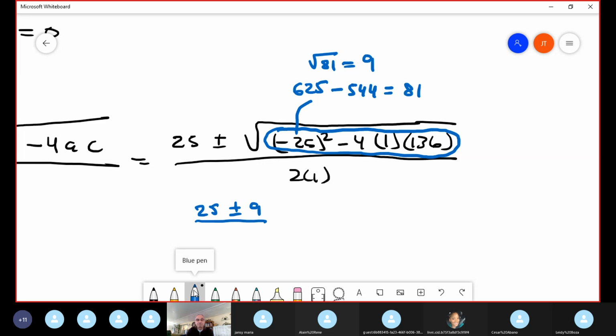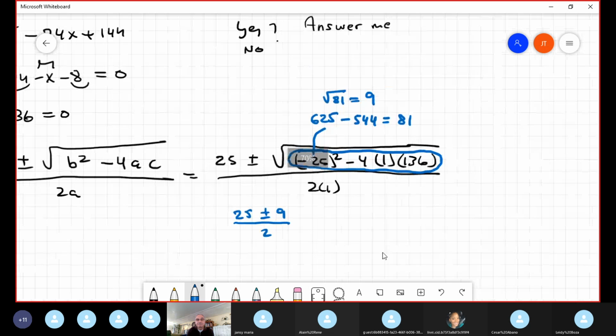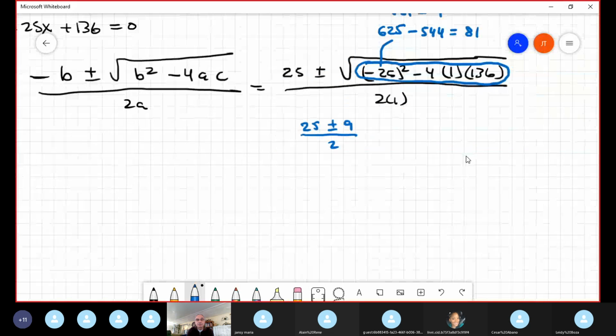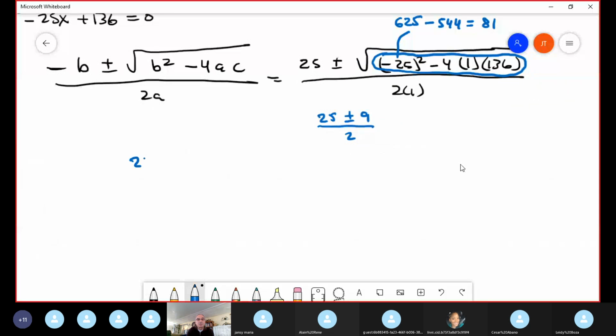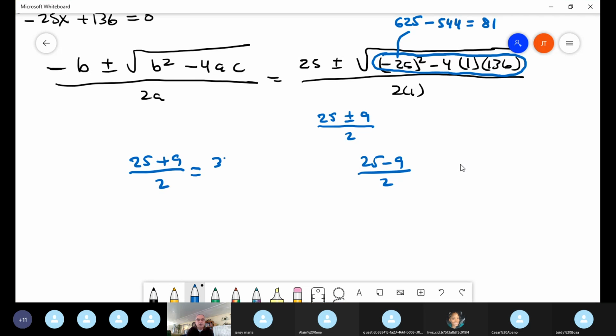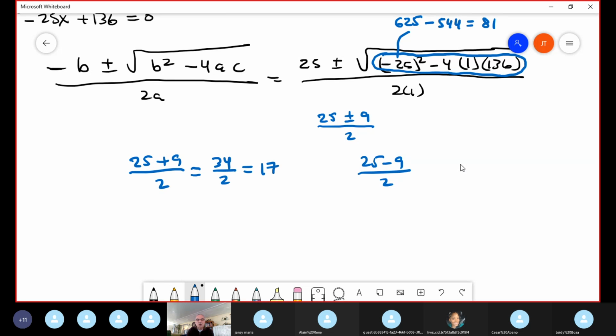divided by 2. I split it into 2 parts using plus and minus separately: 25 plus 9 over 2 and 25 minus 9 over 2. 25 plus 9 is 34, divided by 2 is 17. Wow, and this is my first potential solution. And 25 minus 9 is 16, divided by 2 is 8. This is my second potential solution.